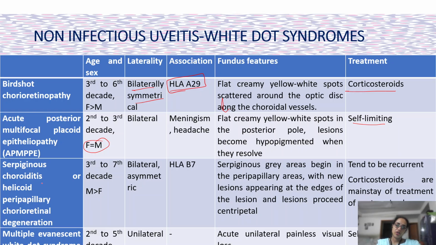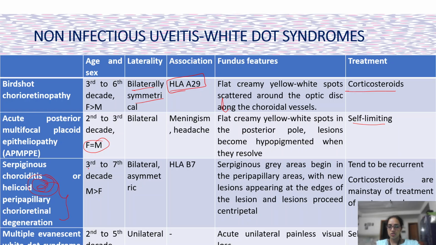Serpiginous choroiditis or helicoid peripapillary chorioretinal degeneration. So this name might irritate you and you think what is happening. If you see the name, it's easy to write your answer. It is helicoid, so it is going like this. Okay, it's like a helix. Peripapillary, so it's starting from the disc. Chorioretinal degeneration. So you know that something begins and then proceeds forward. Something at the back is degenerating. So this is just like a snake proceeding. So this is called serpiginous choroiditis.